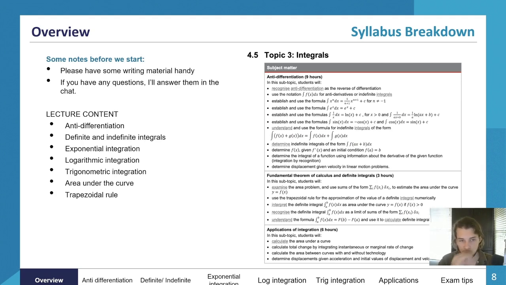Now, we're going to look at specific forms of integration, that is exponential, logarithmic, and trigonometric, after we look at the basic stuff where we're just looking at your more common rules, for example, integrating a polynomial. Then we have the practical application of looking underneath the curve and the trapezoidal rule, which is sort of about looking underneath the curve.